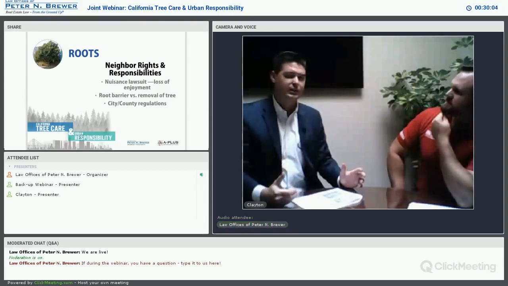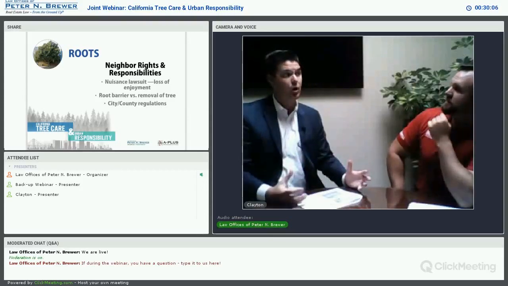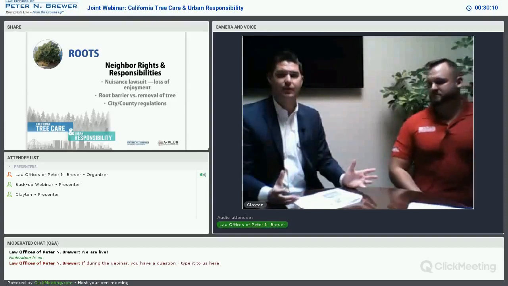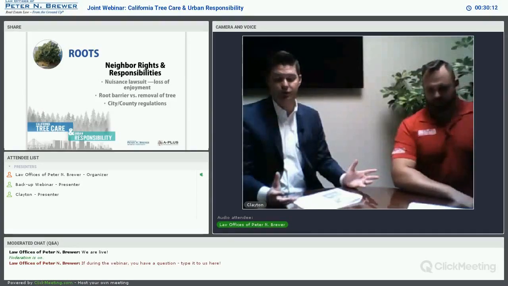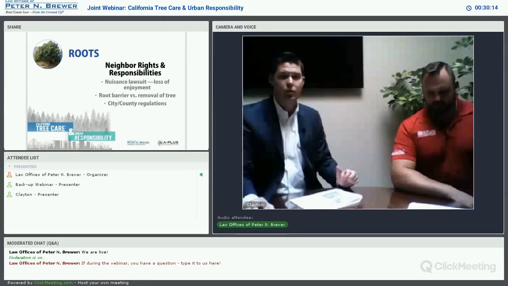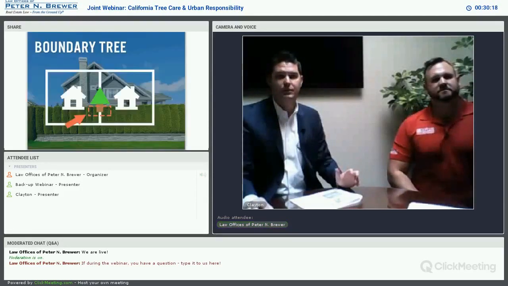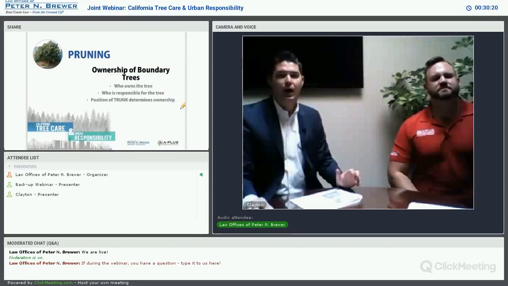So the first question on all of these issues actually is to determine who owns the tree, and this is a legal determination. Civil Code sections 833 and 834 deal with tree ownership. And basically, who owns the tree is dictated by the location of the trunk. So let's pull up this slide real quick here.